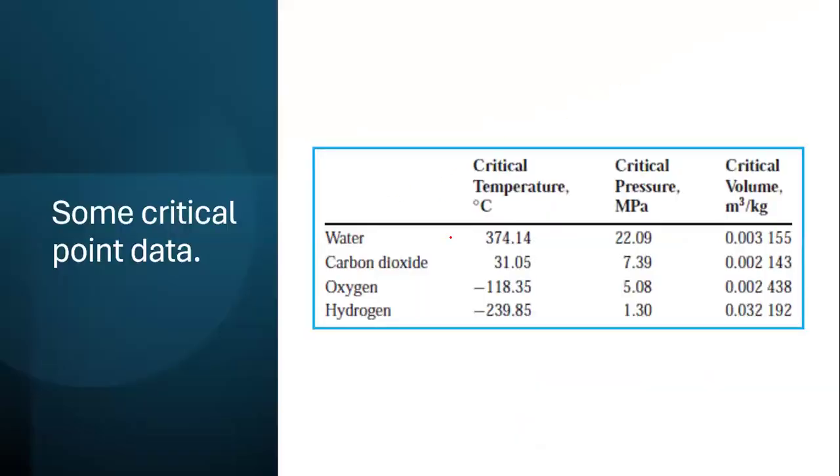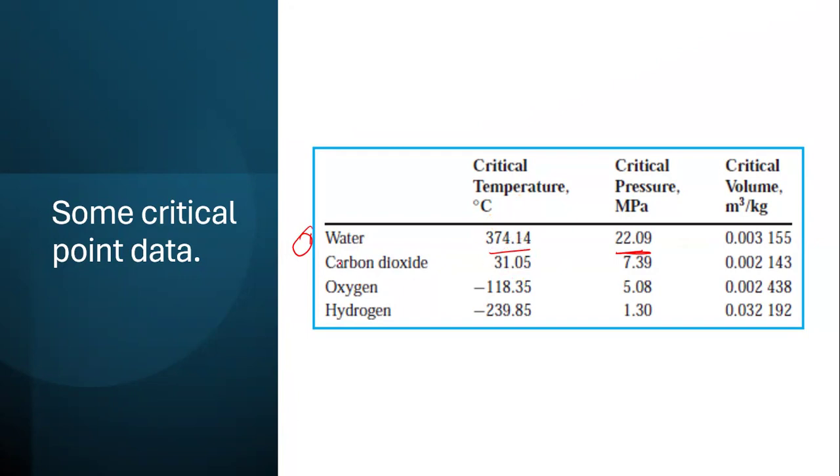So now having a look over here, we have a table that shows the critical values for each and every pure substance. We just spoke about water, right? We saw that the critical pressure for water is 22.09 megapascals. But now the temperature will be 374.14 degrees Celsius. So we can see that at the critical point, we need very high pressures and very high temperatures.